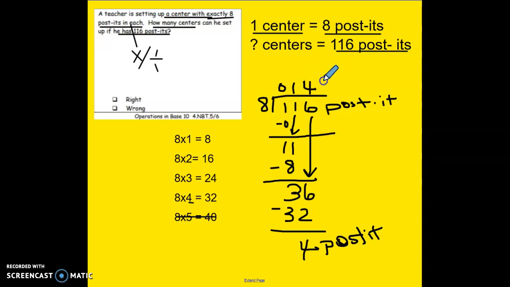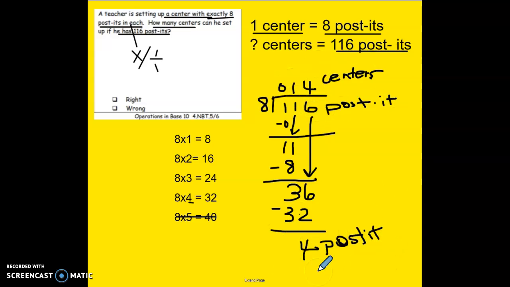And 14 represents the number of centers that the teacher can make. Alrighty. Sorry for my sloppy handwriting. It's really difficult to write with a mouse. Alright guys, so then that is the answer, 14 centers.